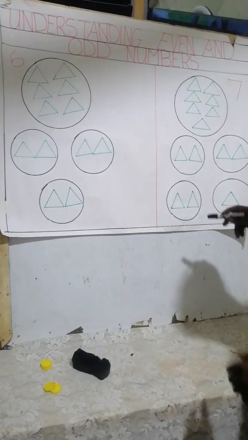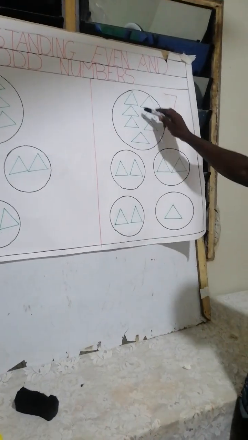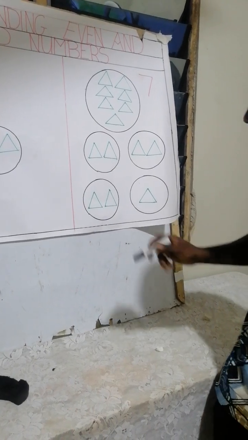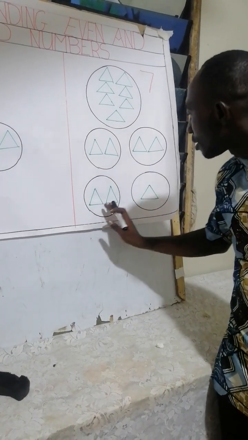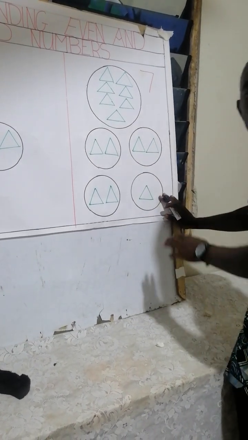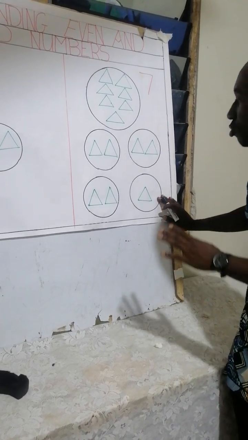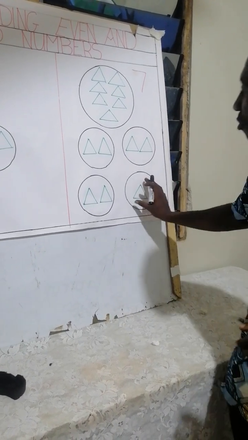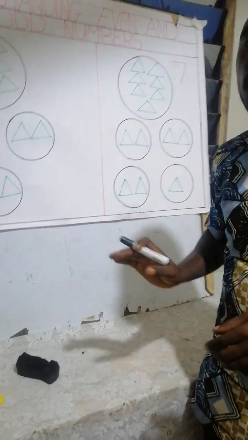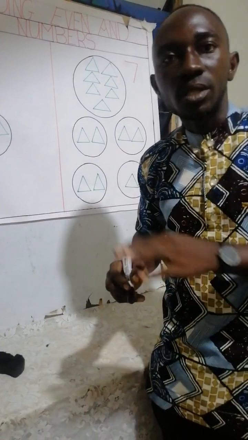Let's look at the second diagram. We have 7 triangles there. Let's try to pair them. Paired, paired, paired. The last one did not get any partner. So we are saying that there's a remainder of 1 here. In the first there's no remainder, so 6 is an even number. 7 is an odd number.